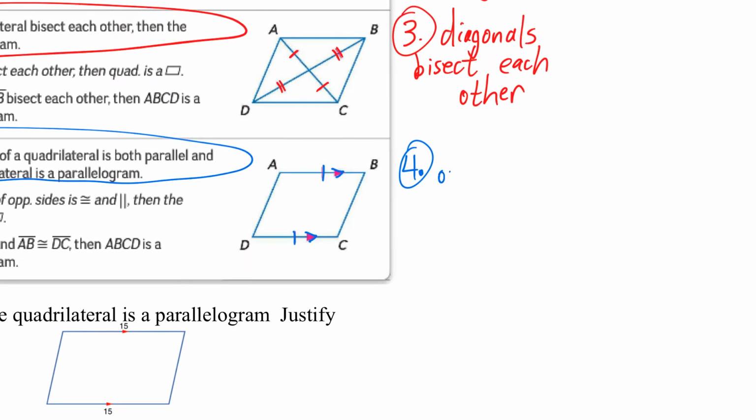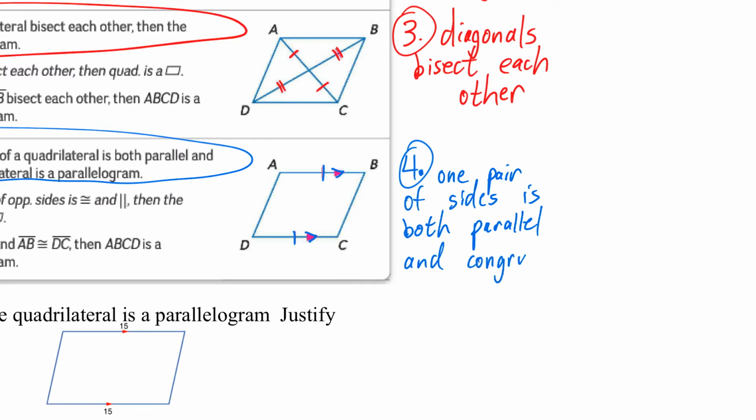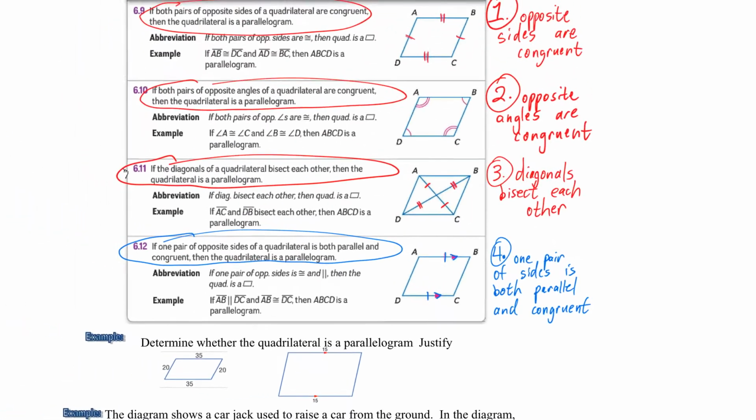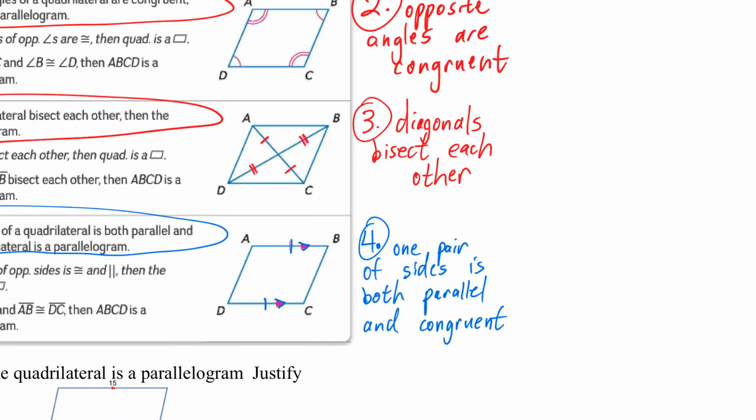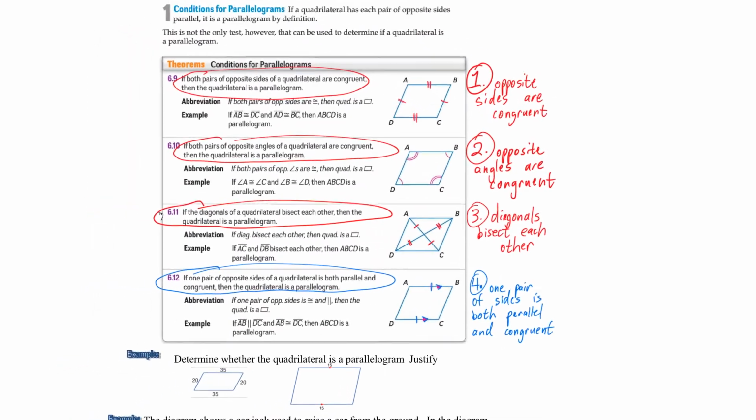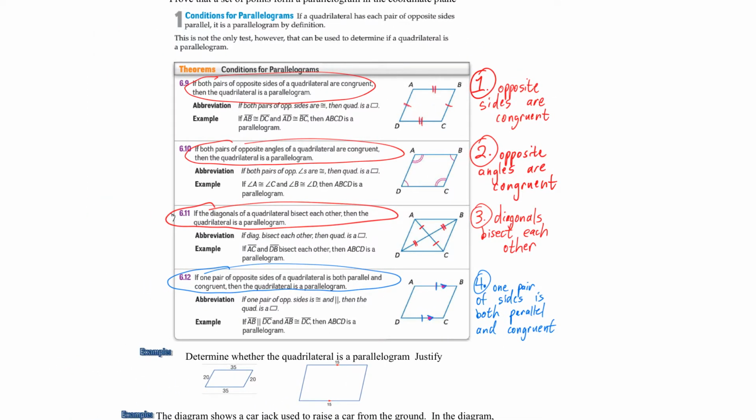So on this fourth one, one pair of sides is both parallel and congruent. Okay, so these are the 4 ways for us to test to see if something is a parallelogram.